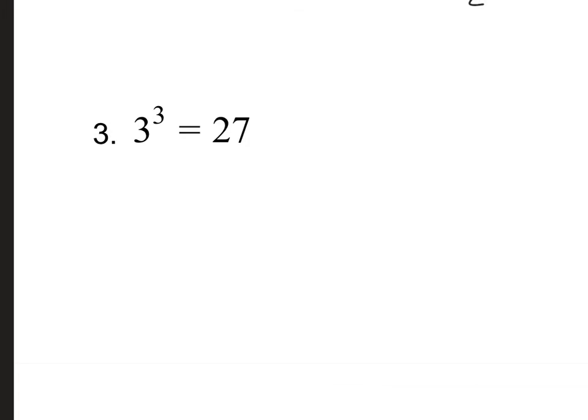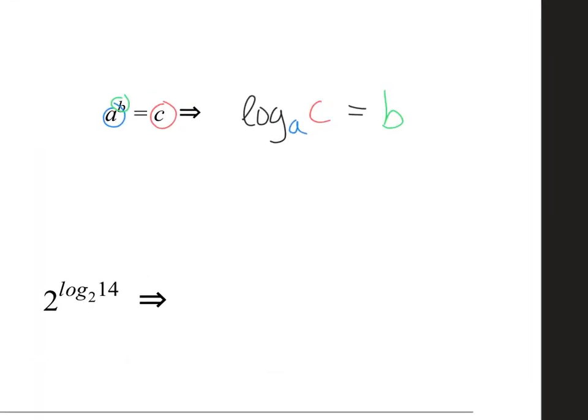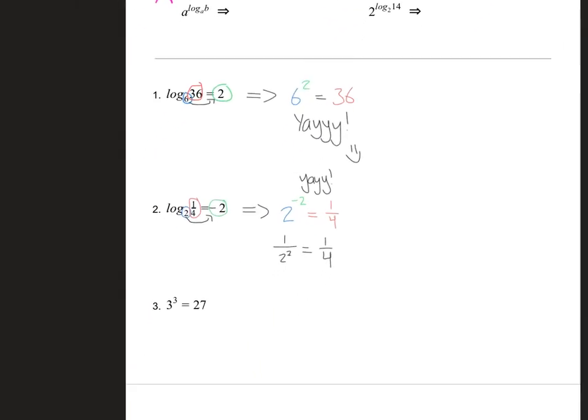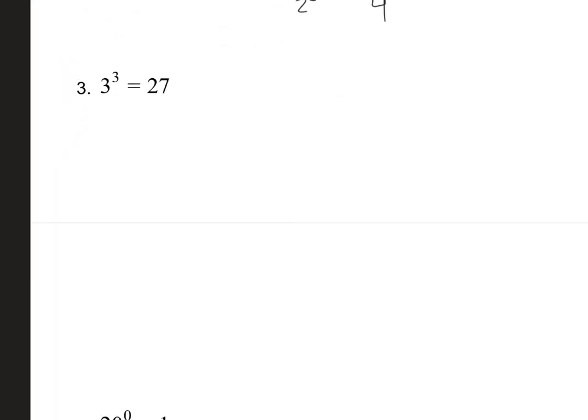So number 3, now we're going to go backwards. So we're going to start with the exponential expression and work our way to making it a logarithmic expression, not a function. So let's do it with the same color coding. So I've got 3 to the 3rd equals 27. Now that's a true statement. We know that. 3 times 3 times 3 is 27.